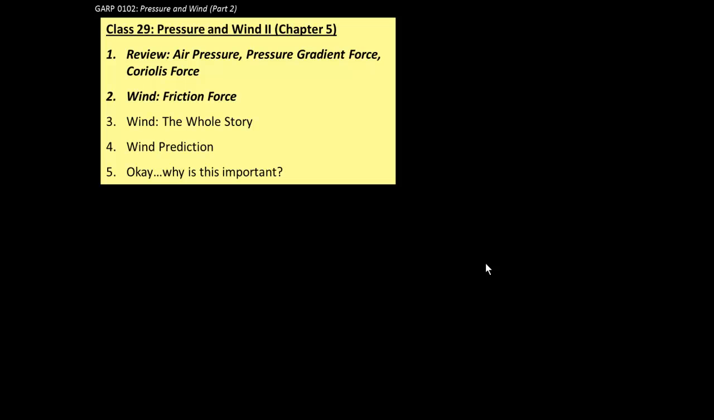Now, that's air pressure, that's pressure gradient force, that's Coriolis force, and that's friction force. Now we'll put all of that together, and then we have all the pieces we need to actually predict wind speed, to forecast wind speed and wind direction. And then we'll talk about why that's important. All right, so we'll see you in part 2.